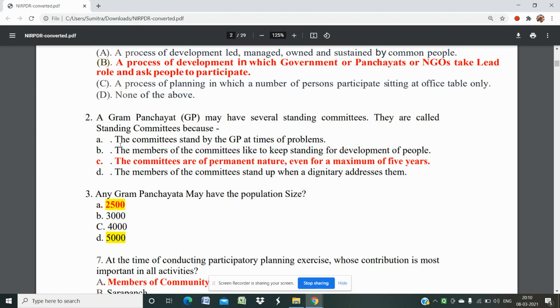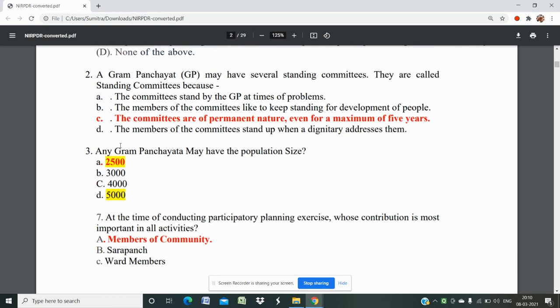Then question number 2. We will discuss this question very briefly because there are around 70, 75, 80 questions, so we don't have too much time. I also don't want to waste your time. A GP may have several standing committees. They are called standing committees because... read all four options and choose the option that suits what the question is asking for. And yes, there is no negative marking.